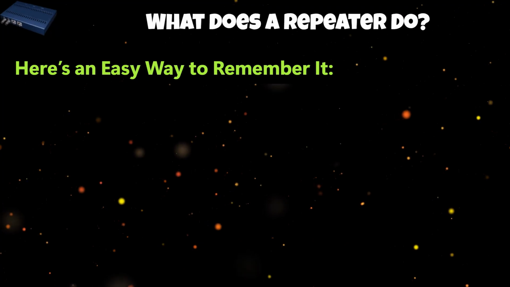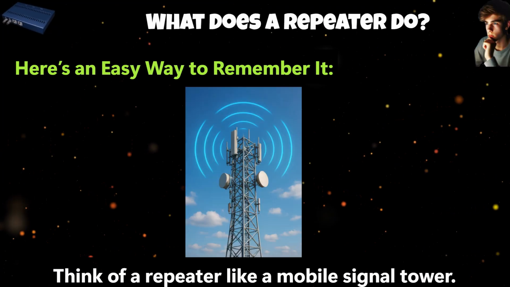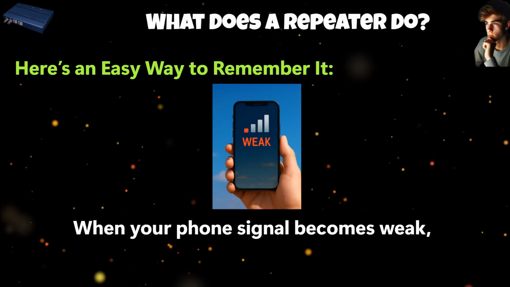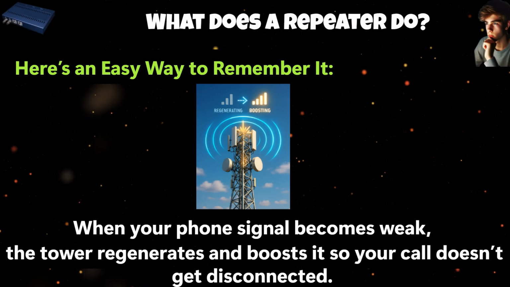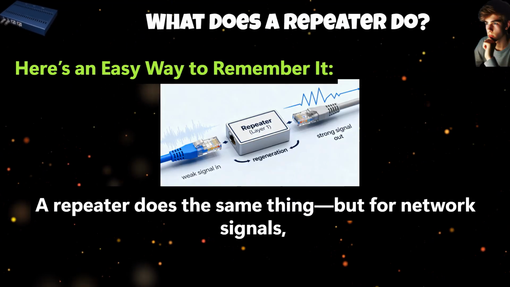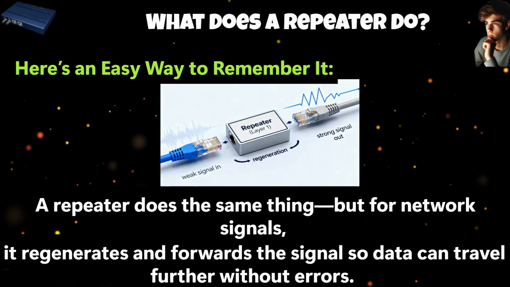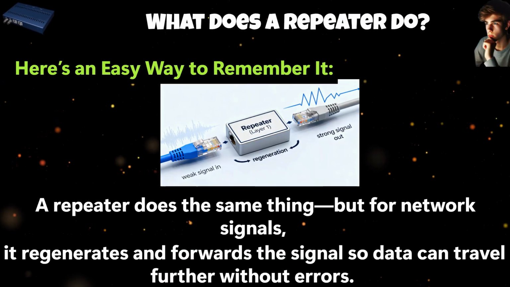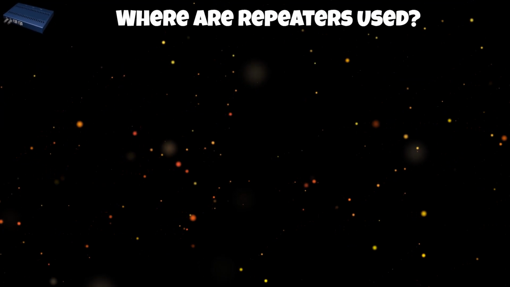Here's an easy way to remember it. Think of a repeater like a mobile signal tower. When your phone signal becomes weak, the tower regenerates and boosts it so your call doesn't get disconnected. A repeater does the same thing, but for network signals, it regenerates and forwards the signal so data can travel further without errors.